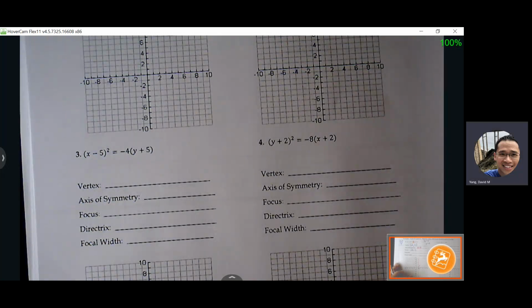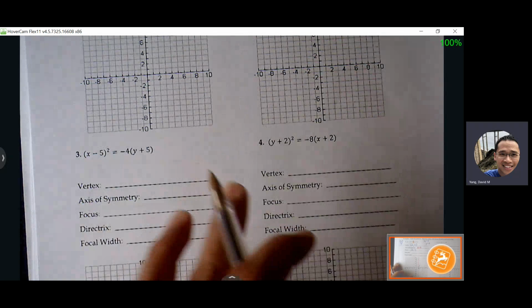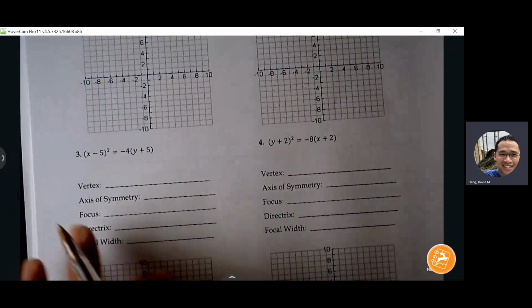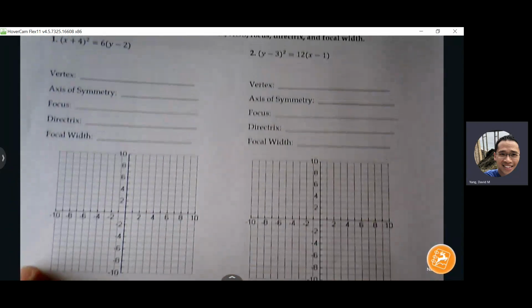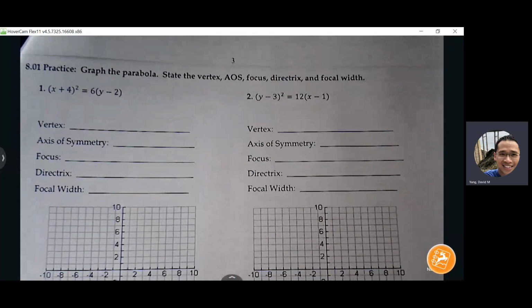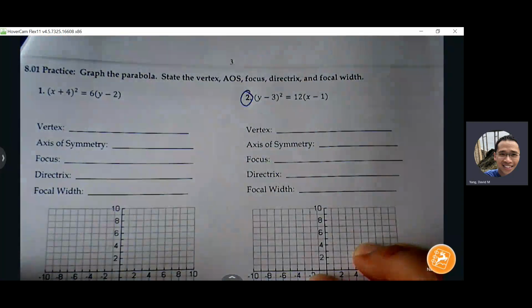Okay, let's see if we can do 2 and 3. Let's do 2 and 3 so we can see all the different variations in terms of the opening: left, right, up, or down. So we'll just do 2 and 3 and we'll be done.